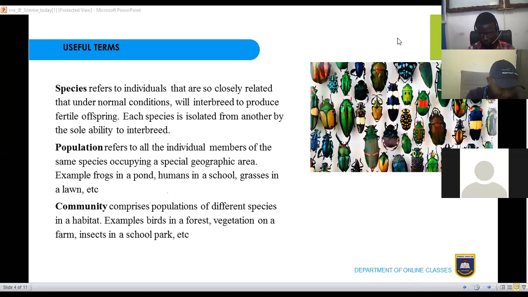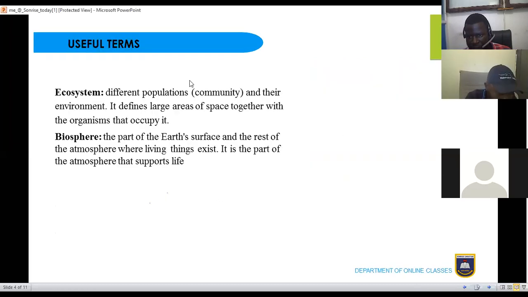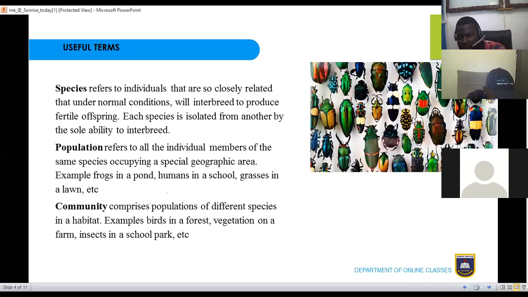So you see that in the picture I have here, this is a picture of insects, beetles for that matter. They resemble each other. There is a striking resemblance in this picture. However, they are not of the same species, because if you cross any two of them, you will not get a fertile offspring that can also reproduce another offspring. The goats and the sheep, for instance, no matter how strikingly they resemble each other, will not be able to reproduce an offspring that will also reproduce another offspring. So we say that they are not of the same species.